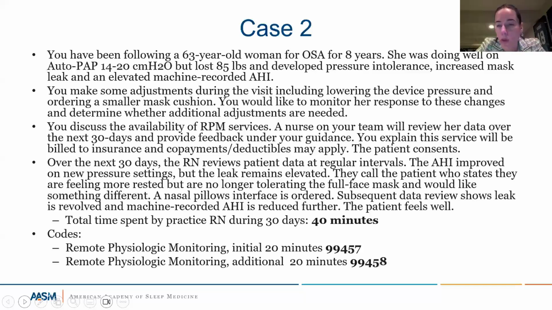The RN documents the entire time they spent over that 30-day period, and it adds up to 40 minutes. In this situation, you can bill remote physiologic monitoring initial 20 minutes, which is 99457. And because you have an additional 20 minutes, you can then bill 99458 on top of that. I think those are the two cases I had.